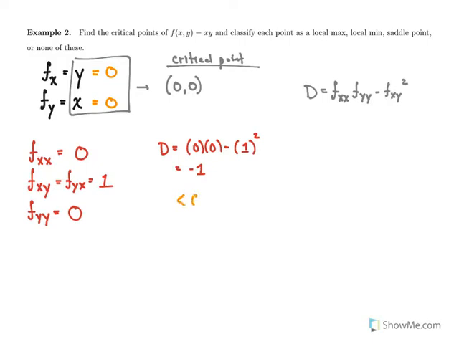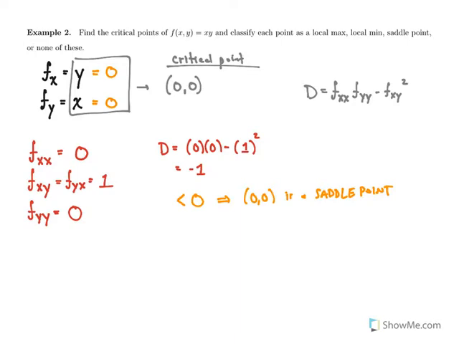Since that is less than 0, we have that (0, 0) is a saddle point of this function. It is the special value that it's a min in one direction, a max in the other direction. So that's from the second derivative test there.